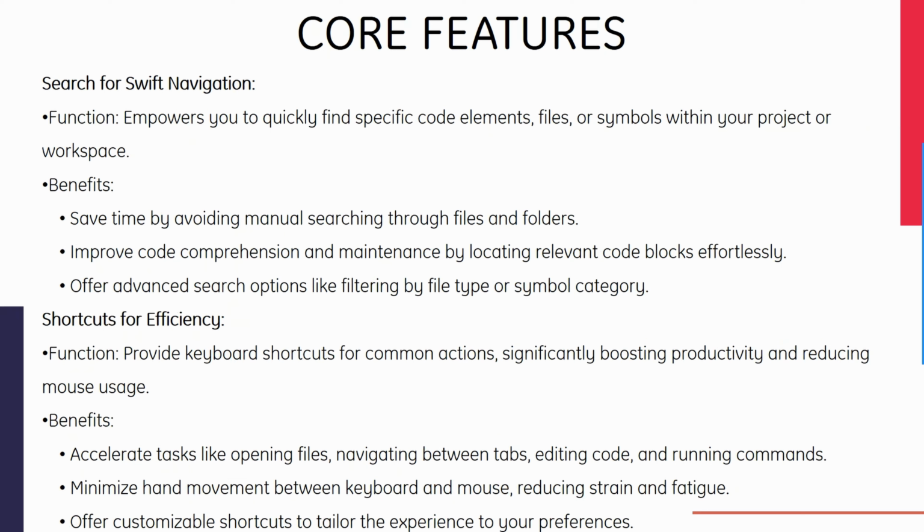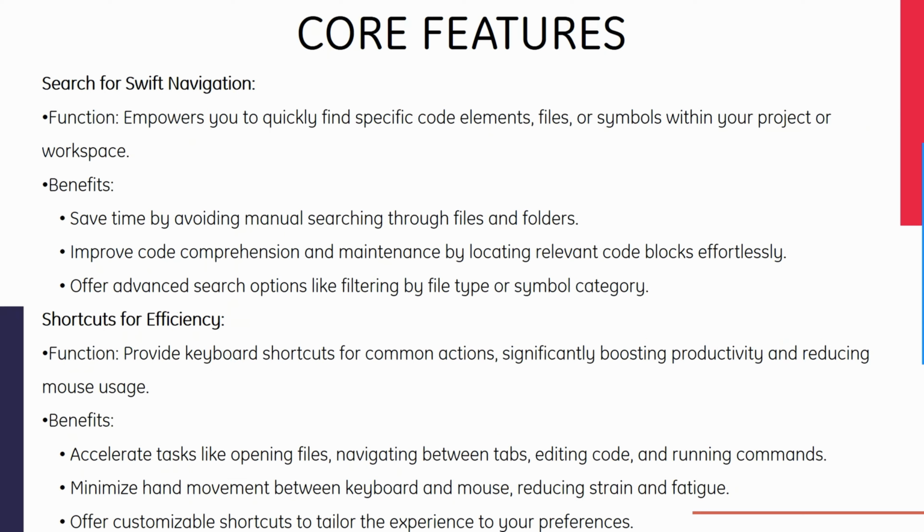The third one being search for swift navigation. The function being empowers you to quickly find specific code elements, files, or symbols within your project or workspaces. The benefits being save time by avoiding manual searching through files and folders. Secondly, improve code comprehension and maintenance by locating relevant code blocks effortlessly. Then we have offer advanced search options like filtering by file type or symbol category.